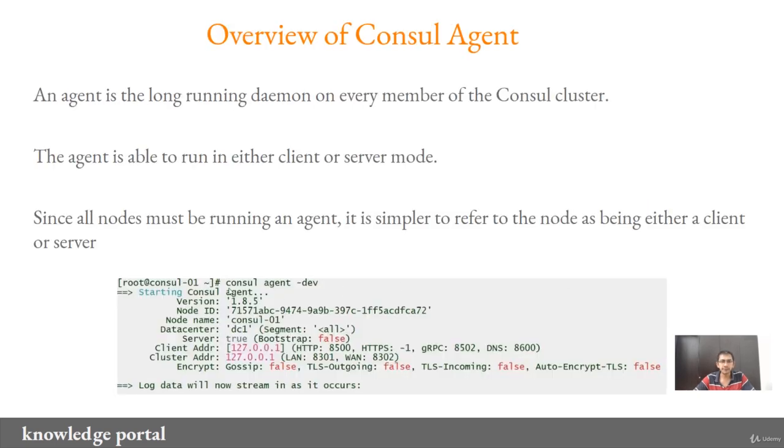So at this stage, whenever we run a Consul agent in dev mode, here you will see that under the server it is true. So that basically means that it has started itself in the server mode, and this is one of the reasons why you are able to load the GUI and also see various other information. Now also note that since all the nodes must be running a Consul agent, it is generally simpler to refer to the node as being either a client or a server. This is something that we have already been doing.